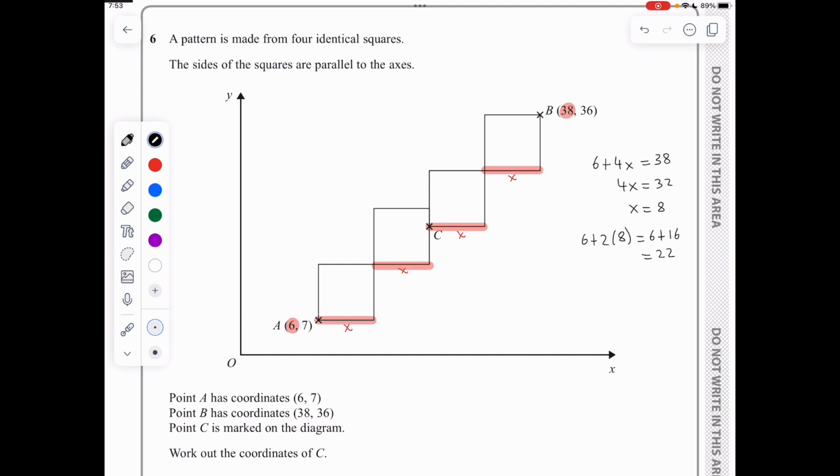And I now need to consider how to find the y-coordinate of C. Well, obviously, from B, I need to go down one full length and another full length, so 2 full lengths, as shown here. So from 36, I need to deduct 2 times 8. So this is 36 minus 16, which is 20, and therefore C has coordinates 22, 20.